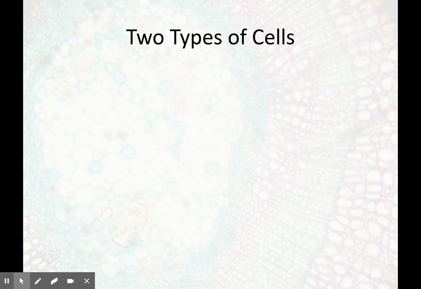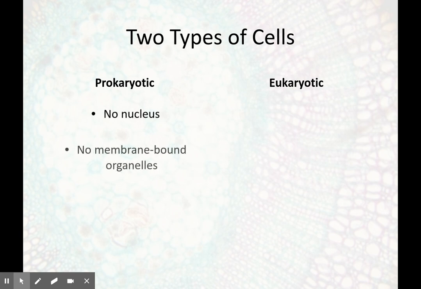So there are two types of cells that we're going to start off with. They have the fancy words of prokaryotic and eukaryotic. Prokaryotic cells do not have a nucleus. They have no membrane-bound organelles. So they have no tiny parts inside that are wrapped in a little membrane of their own. And they are for very simple life forms like bacteria.